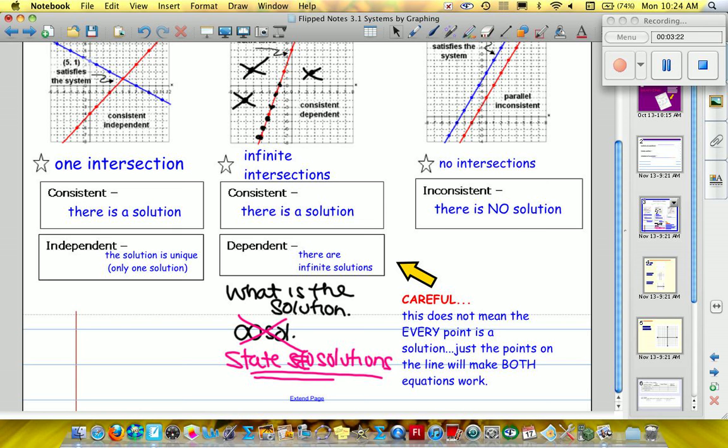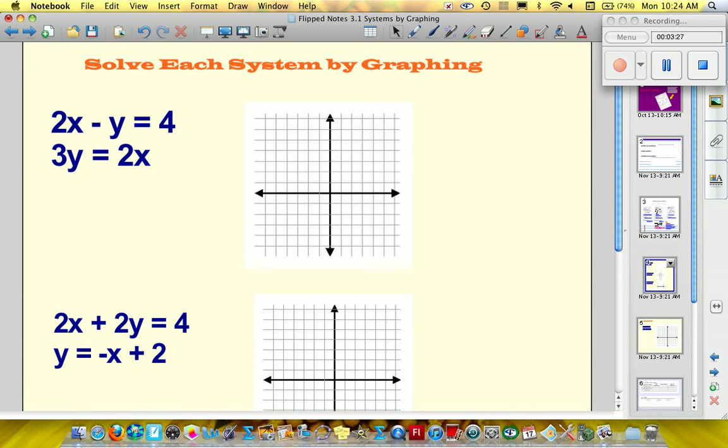Okay, so we can try a couple here. Basically what I have to do is graph the two lines and find the intersection. So this first line here, I'm going to think about my intercepts. So my x-intercept would be (2, 0), and my y-intercept would be (0, -4). So I'll put that on. You should be using a straight edge, but I can see that it would be something like this. I'm not using a straight edge just to save time.